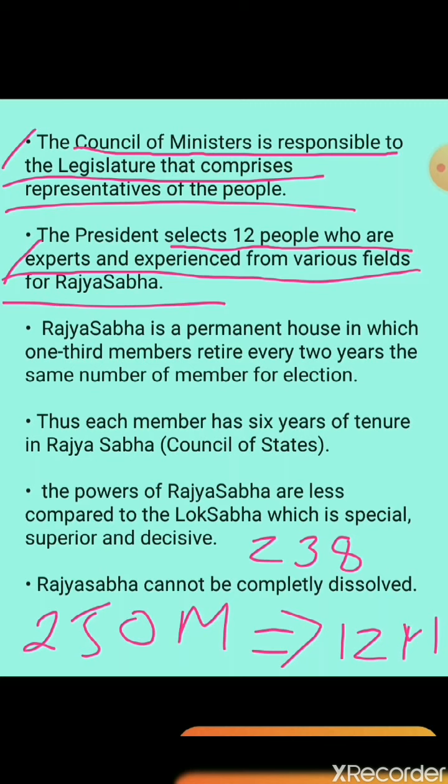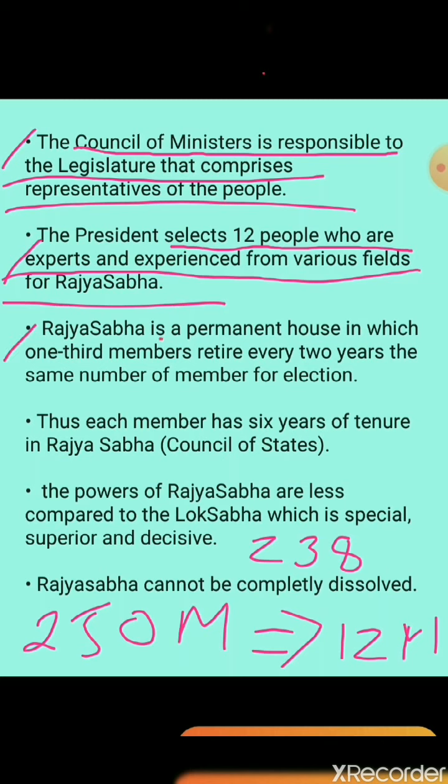Before that we need to know that here, how many members? 250 members. And from 250 members, 12 members are selected by the president, and these members are experts and experienced persons from different fields. They are said to be very experienced persons and experts from different fields, because not from one field but from different fields, because each field needs to have a contribution, and each field contributes to the Indian economy for that reason.